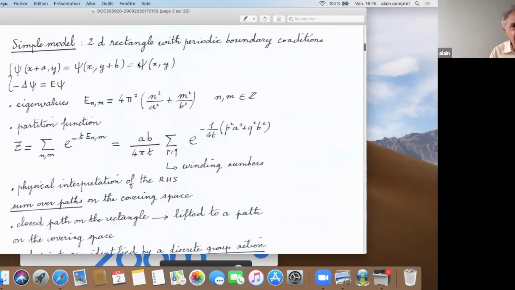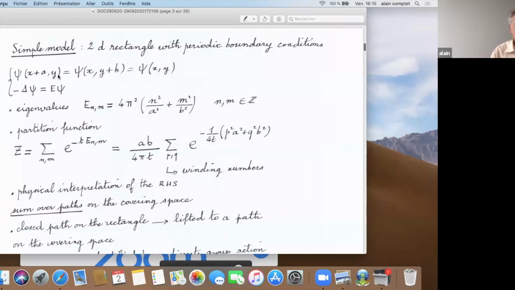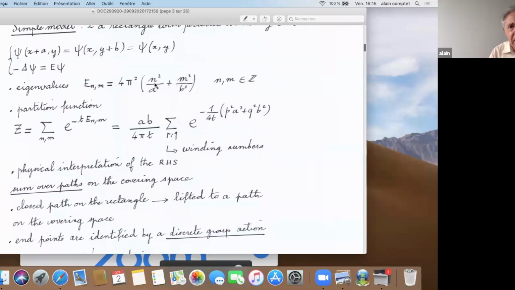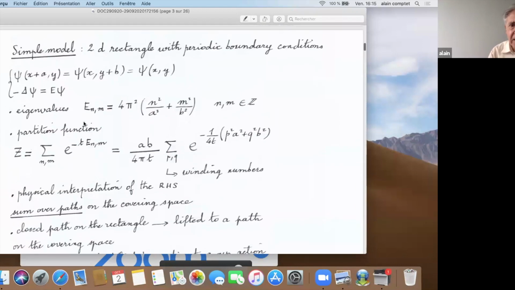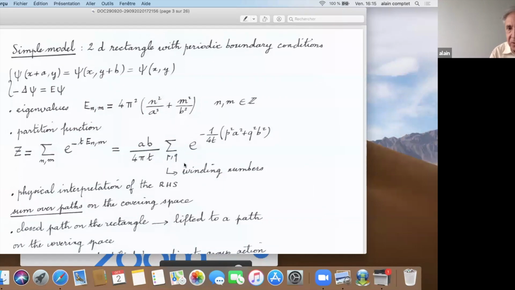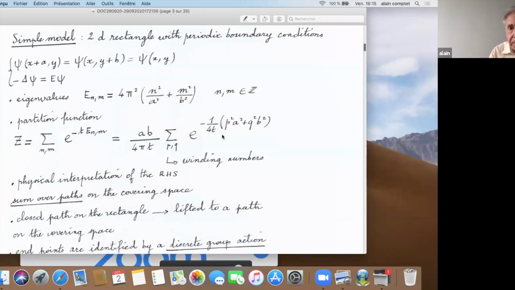So we have to solve minus Laplacian psi equals E psi with periodic boundary conditions in x and y. The eigenvalues are written here. They depend on two quantum numbers, n and m, and you can form the partition function, which is here. And now there is a trick, which is well known. This trick is to replace this sum using the Poisson formula. Using the Poisson formula, you can replace this double sum over n and m by a double sum over p and q, which is this one.